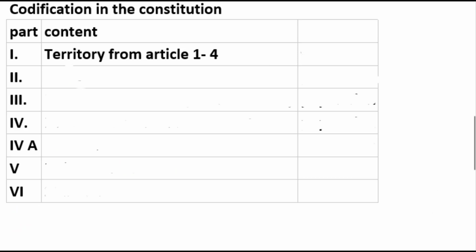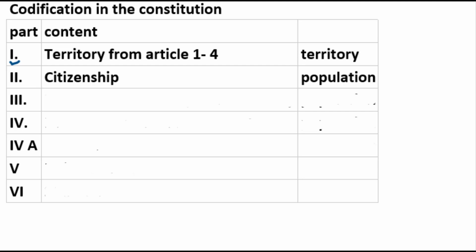Well, if we look at part 1, part 1 from article 1 to 4 deals with the territory. Now part 2 talks about the citizenship of the citizens, which is the population. Now having the citizenship of a country is like having the membership of an elite club. You get perks and privileges. At times, a few obligations as well.